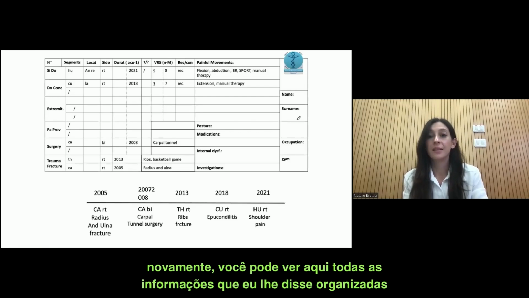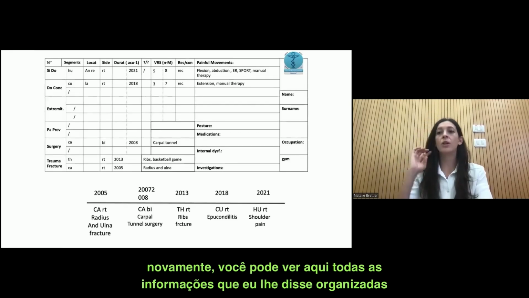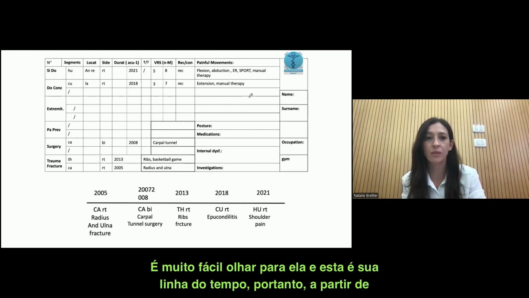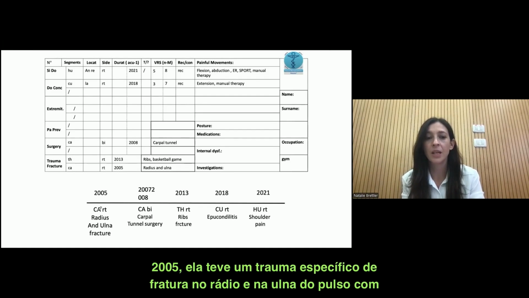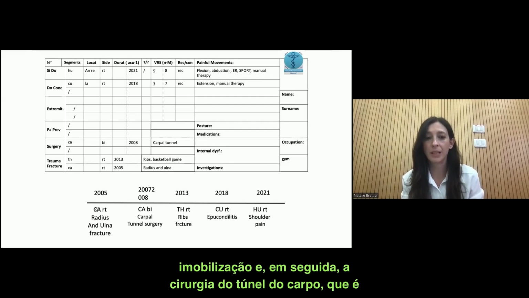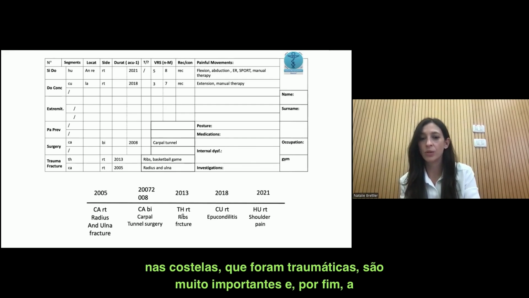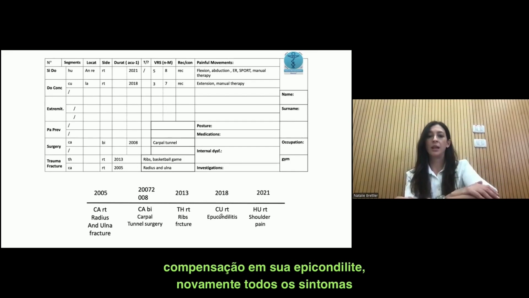So again, you can see here all the information that I have told you organized in a very specific assessment chart, very easy to look at. And this is her timeline. So from 2005, she had a specific trauma of fracture in her wrist, radius, and ulna with immobilization. Then the carpal tunnel surgery, which is actually already a compensation. Then the fracture in the ribs, which was traumatic, very important. And then again, compensation in her epicondylitis.